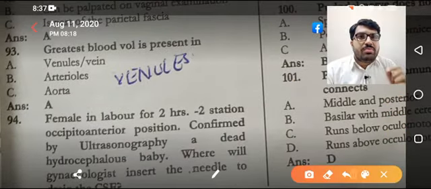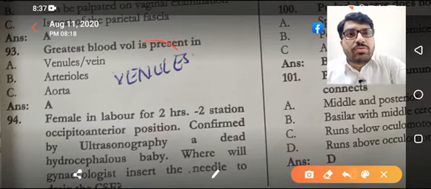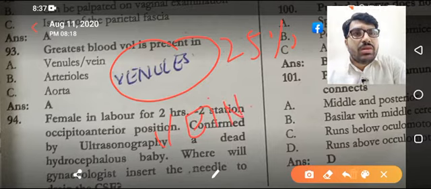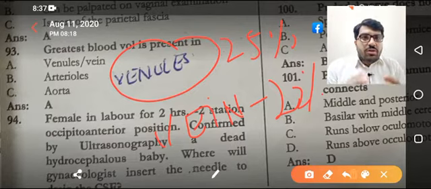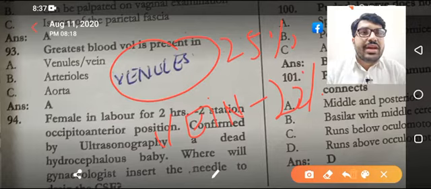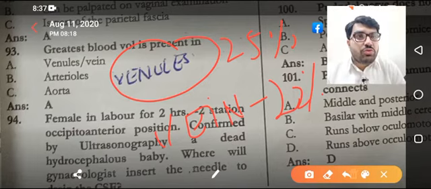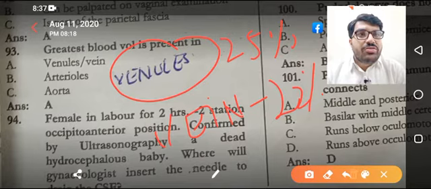The greatest blood volume is present in venules, 25%. Then veins, that is 22%. It is very difficult for me to turn the page and give you the reference, and the reference for this is actually the Ganong book, and there is another book written by an Indian author. So venules 25% and veins 22%.